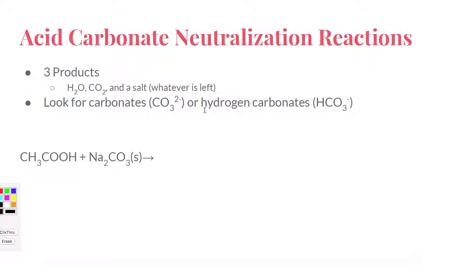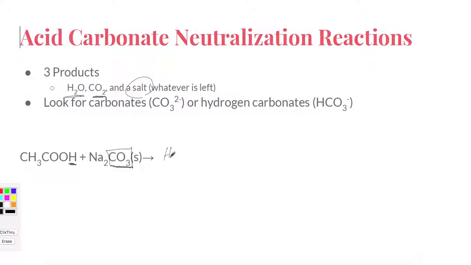Acid carbonate reactions is the next kind. This is a little bit different because it produces water and carbon dioxide and then whatever's left. In order to make those two products, we use everything from the acid that makes the acid, and everything from the carbonate that makes the carbonate. Now, the carbonate is a polyatomic ion. However, in an acid-carbonate neutralization reaction, it does get broken up into its pieces.